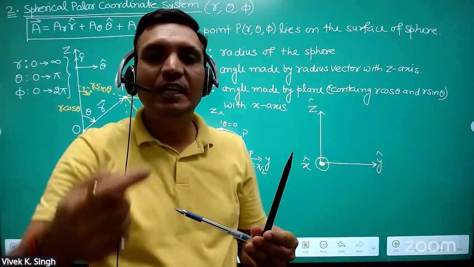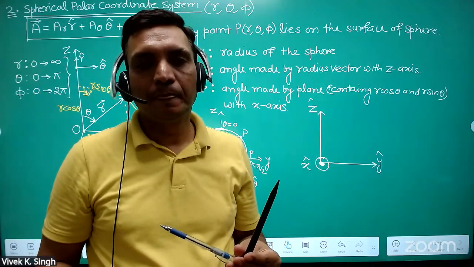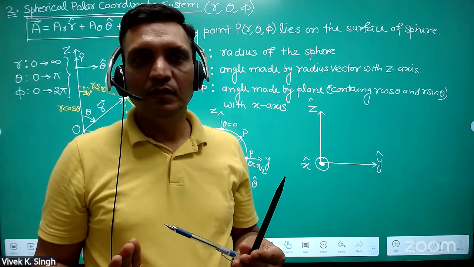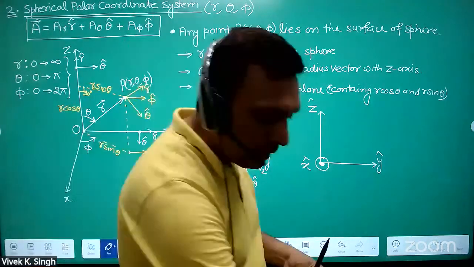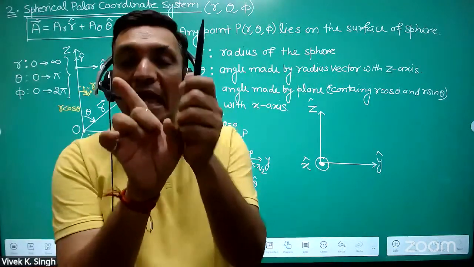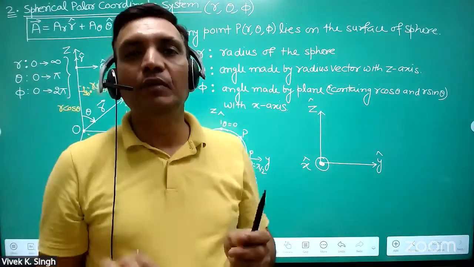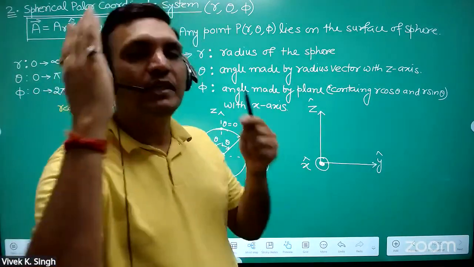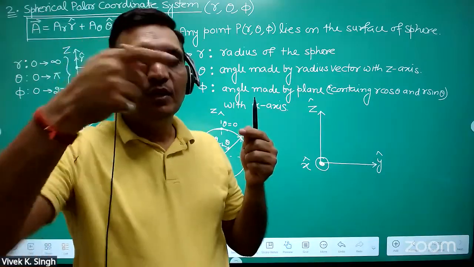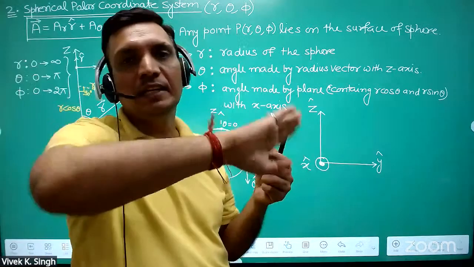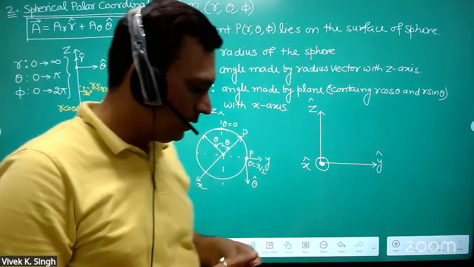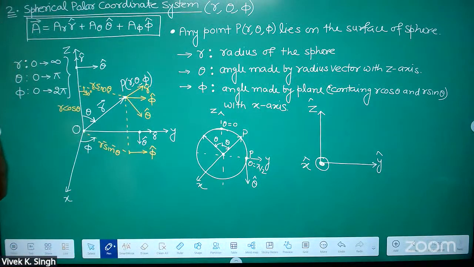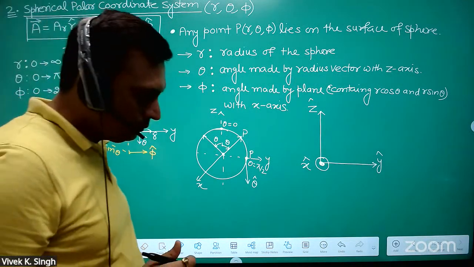So theta varies from 0 to pi. Is it clear now? Just remember, theta is the angle between two lines, and phi is the angle between a plane and the x-axis. That's why you have to move on the circumference, and theta will be 0 to pi. Is it clear to everyone? Yes, sir.